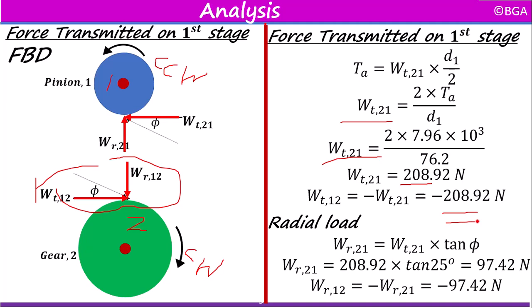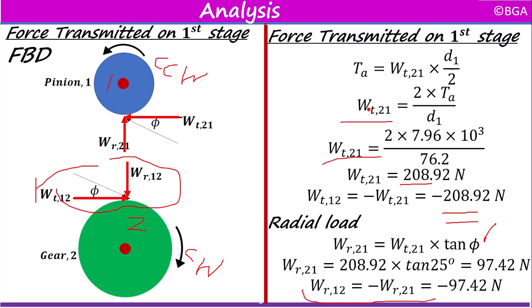This is the transmitted load on the first stage. So this force is responsible to drive the driven gear. And to calculate the radial load on this gear, we know that the radial load is equal to the transmitted load multiplied by tan of the pressure angle. Pressure angle for this gear drive system is going to be 25. So if you substitute the value, then you get the radial load to be 97.42. This is how we calculate the force transmitted on the first stage.